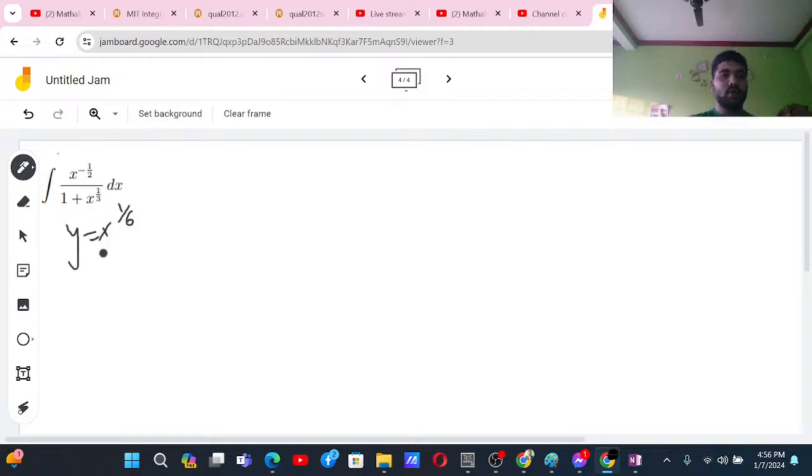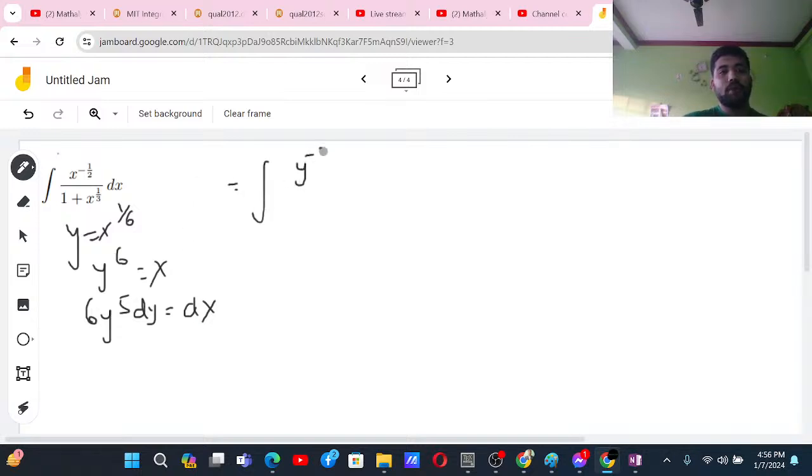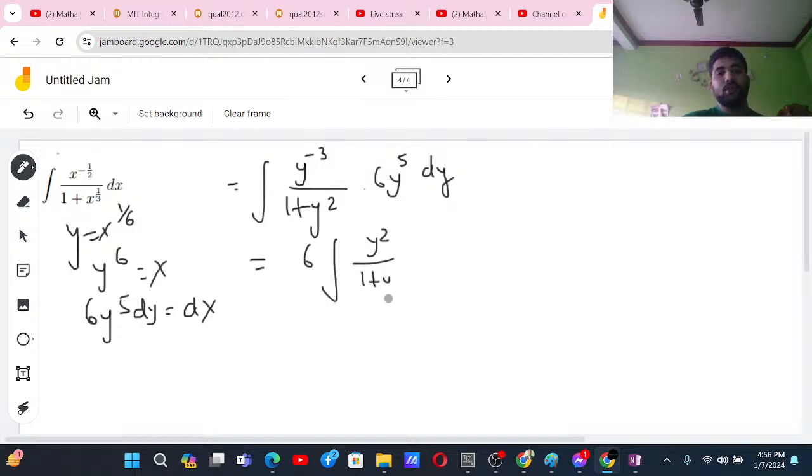Yeah, fine. So we can just use this substitution so that we have y to the power 6 equals x, and then 6y to the power 5 dy equals dx. That gives us y to the power 3 by 1 plus y square dx equals 6y to the power 5 dy. That gives us 6 times y square by 1 plus y square. Now it's too easy.